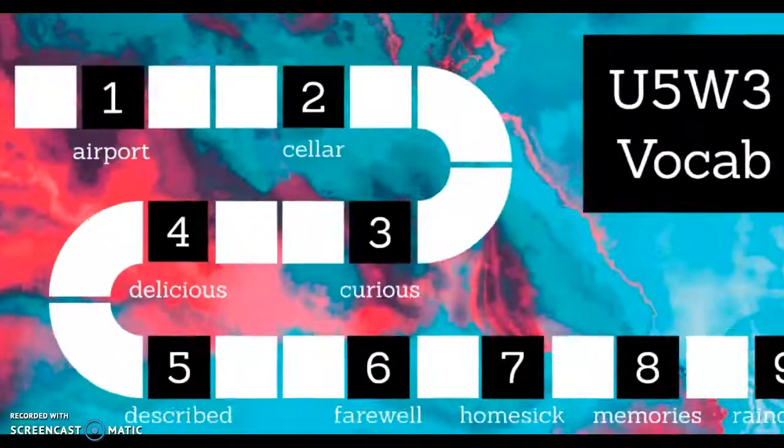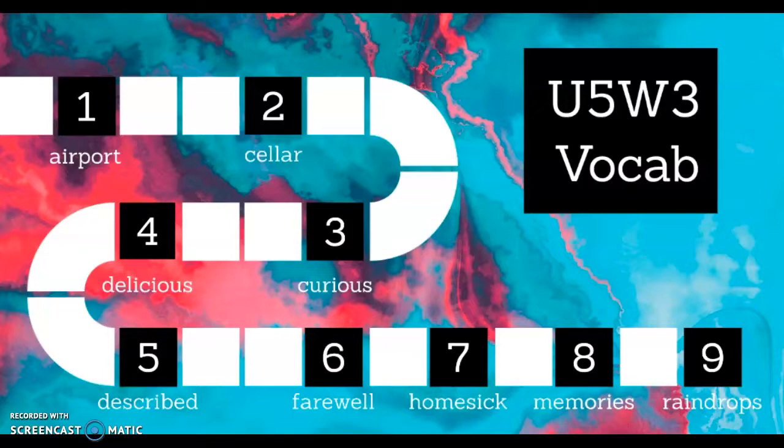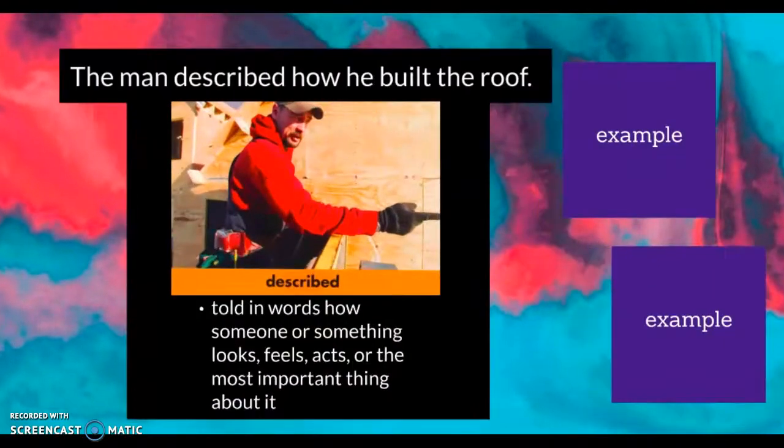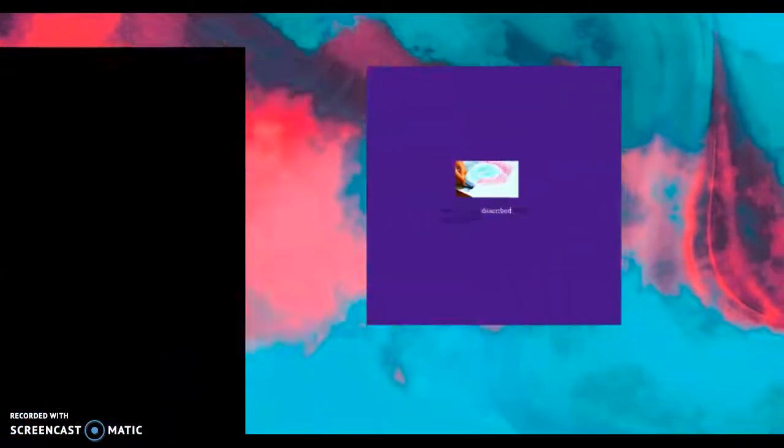We are moving on to number 5. That is described. The man described how he built the roof. Described, let's say that word together. Described. That means told in words how someone or something looks, feels, acts, or the most important thing about it.